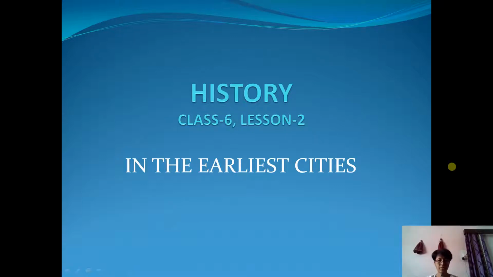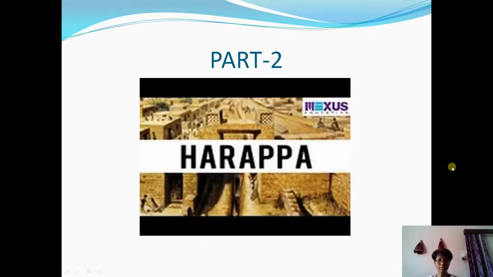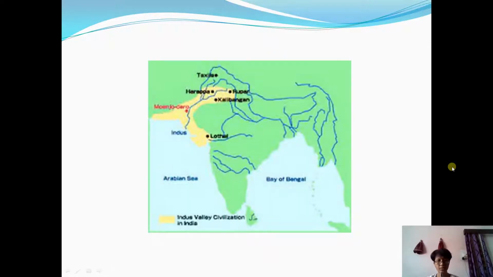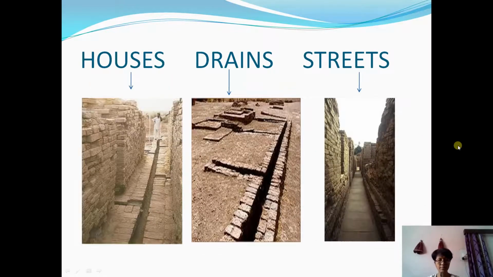Hello children. Today in History Class 6 Lesson 2, In the Earliest Cities, I'm going to start part 2 of that Harappan civilization. I have already shown the map. Again I'm showing that the Harappan civilization started in the northwestern part of our country, that is present Pakistan.